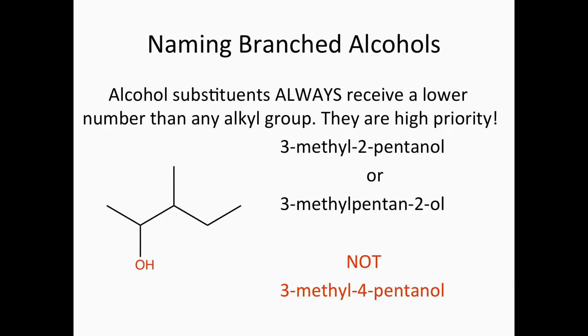Okay, what do we do when we name branched alcohols? Same rules as always, one small change. In branched alcohols, the alcohol substituent must always receive the lowest locant number, as opposed to any alkyl groups that are in a chain. That is, they are high in priority.